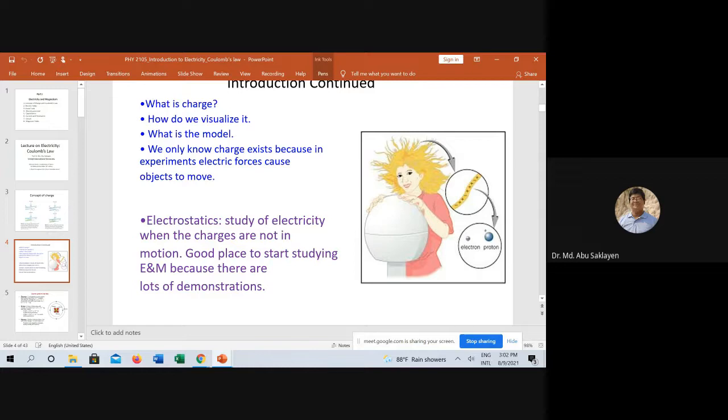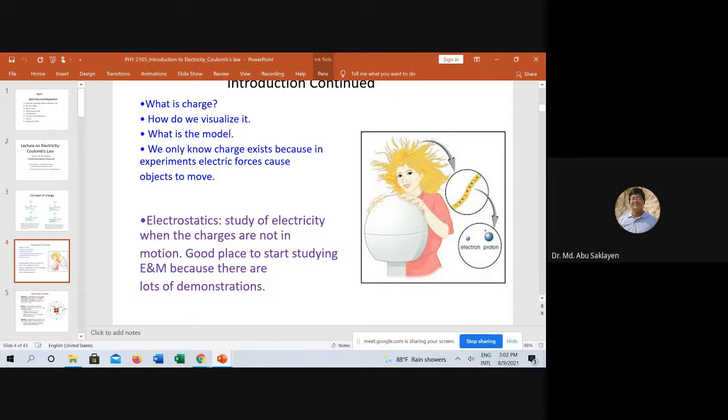So how do we visualize it? There are many ways. When we bring a glass rod rubbed by silk cloth nearer, you will find they repel one another. In this way you can visualize them. And there are some methods to charge an object, and there are many examples which we observe in our daily life.